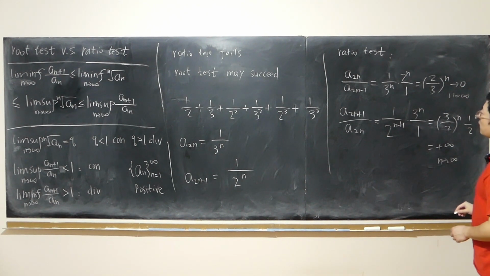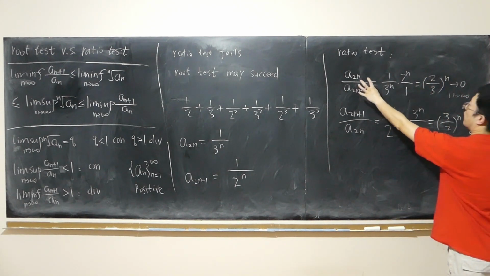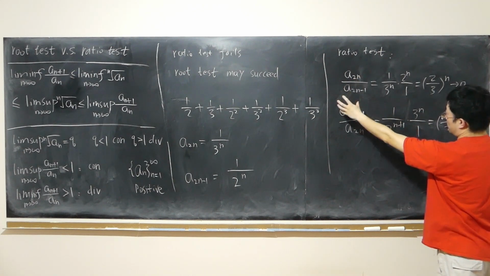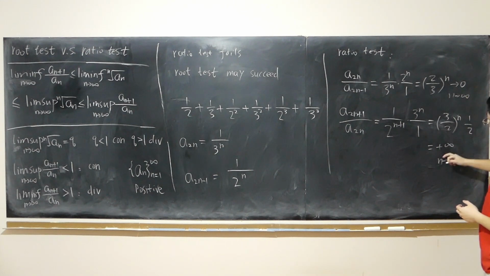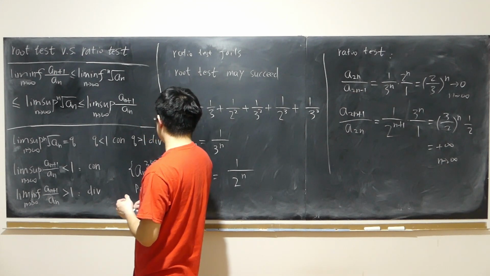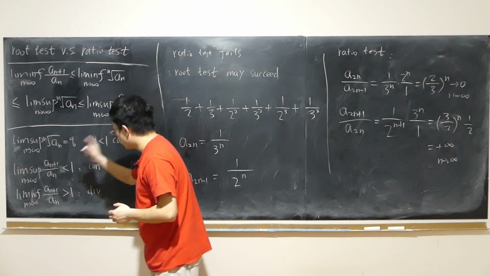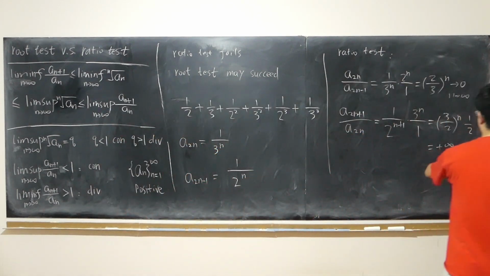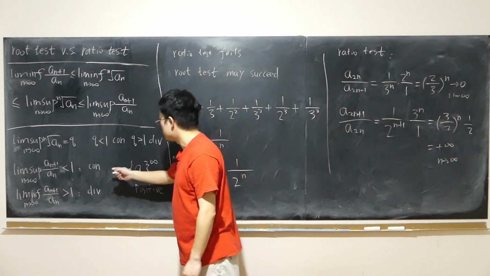So indeed, this time the ratio as a sequence does not have a limit because we have two subsequences that have different limits. One limit is 0, the other limit is positive infinity, if we consider it as a generalized limit. Which means if the lim sup is less than 1, but this time lim sup is positive infinity, it's not less than 1. So we cannot tell if it's convergent.